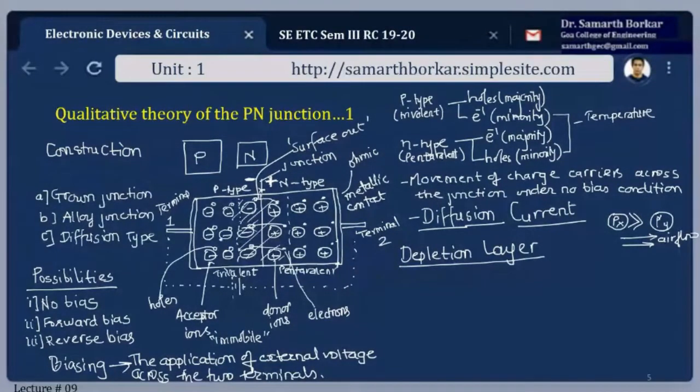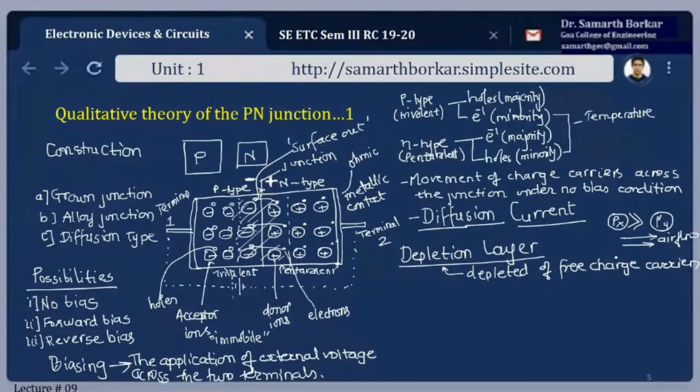These are free right now. Fine. They are not bound to anything. But here they are depleted of charge carriers. So free of charge carriers, and hence this region is referred to as depletion region. Depleted of free charge carriers. Fine. A simple concept.